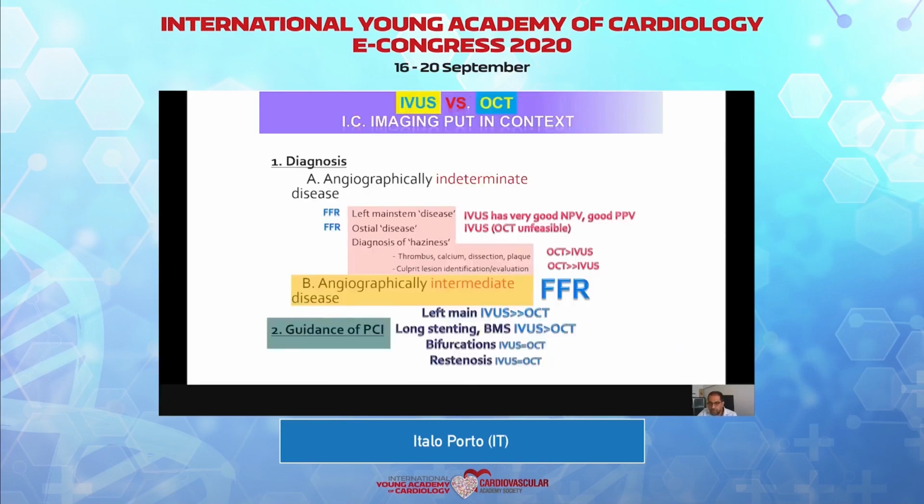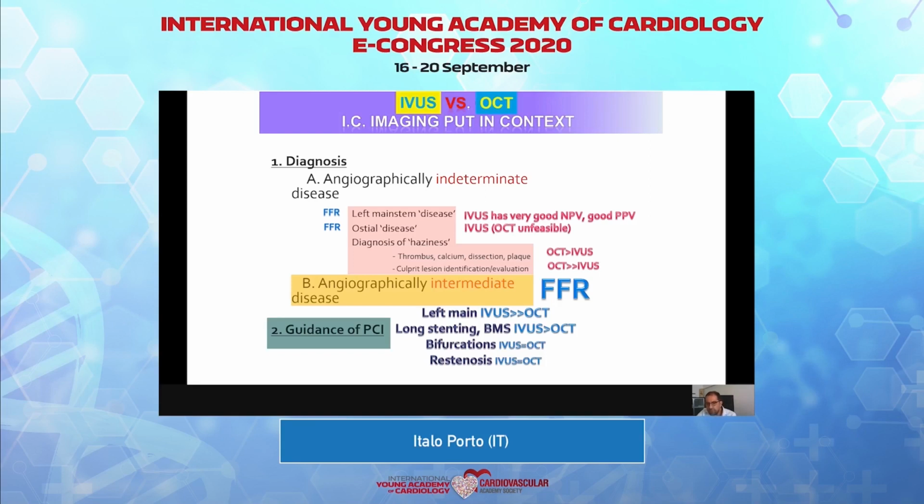So let's put everything in context. I mainly think that in the left main, for significance, we should use FFR, but we can also use IVUS. I should also say that we may use OCT in the left main as well, but not in the ostial lesions, because these lesions are not clearly seen with OCT. Same for the right. OCT is unfeasible in ostial disease.